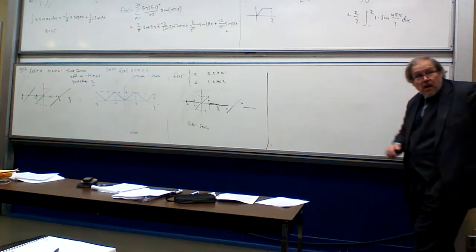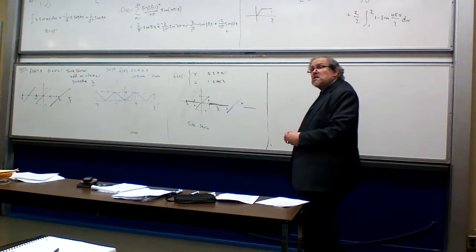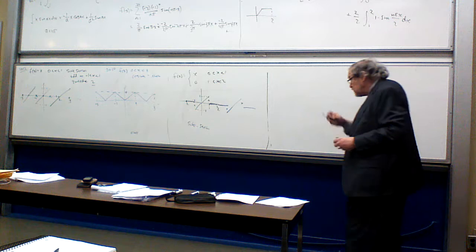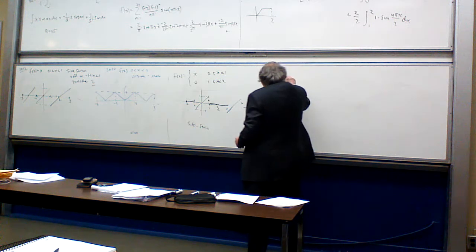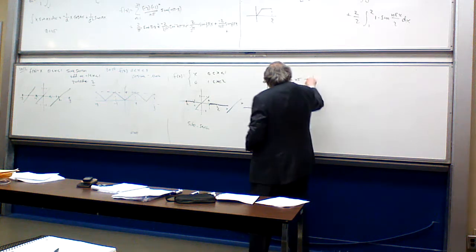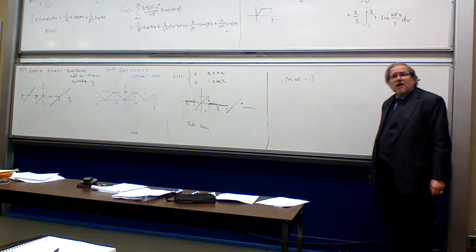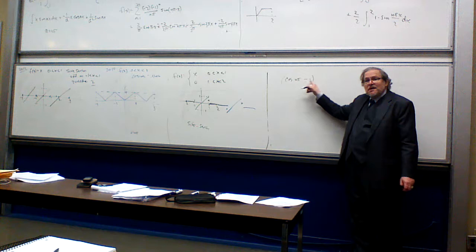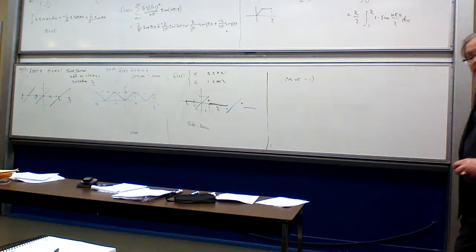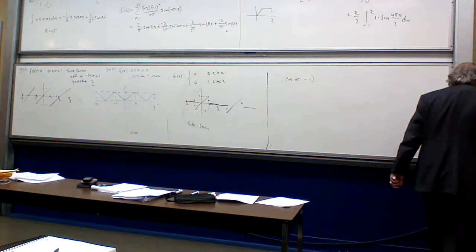Some of them cancel, some of them don't. Something like cosine of n pi. If you get something like cosine of n pi minus 1, this is alternating between negative 2 and 0. So those kinds of things happen.